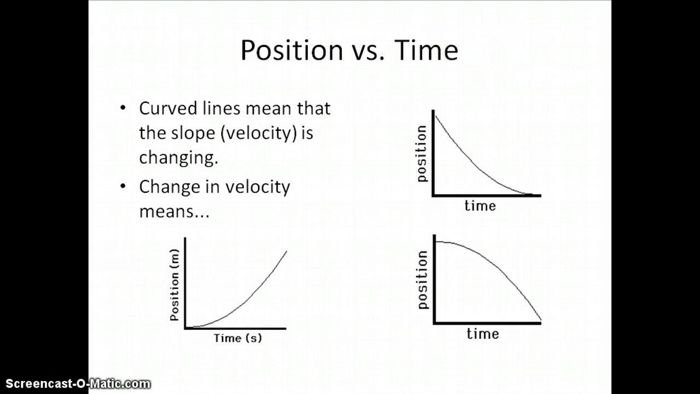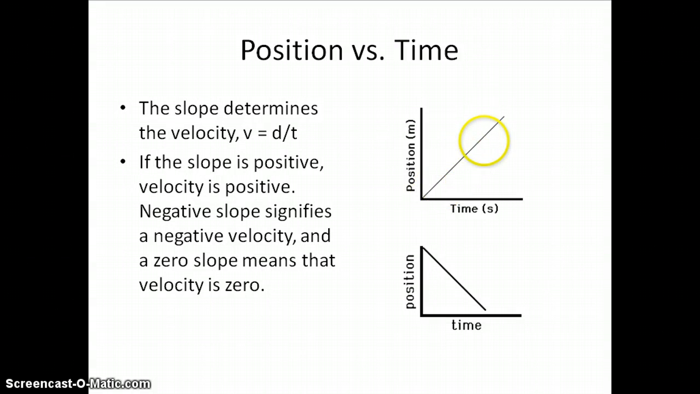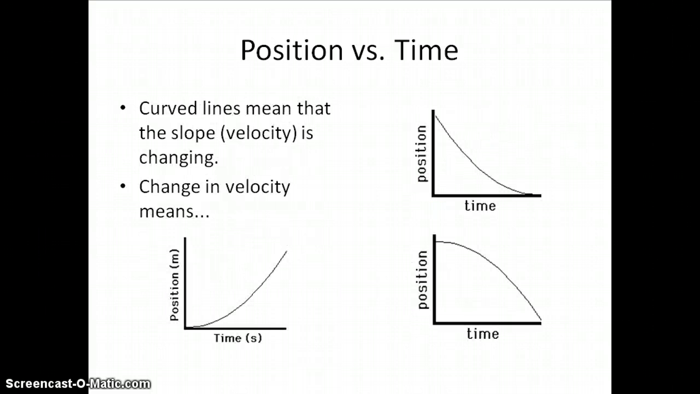So I hope that helps. But now we can relate this to acceleration. And this is what changing velocity is. So when you see a curved position versus time graph, you know that there's acceleration. But in something like this, there's velocity, but there's just no acceleration because you're at a constant velocity.